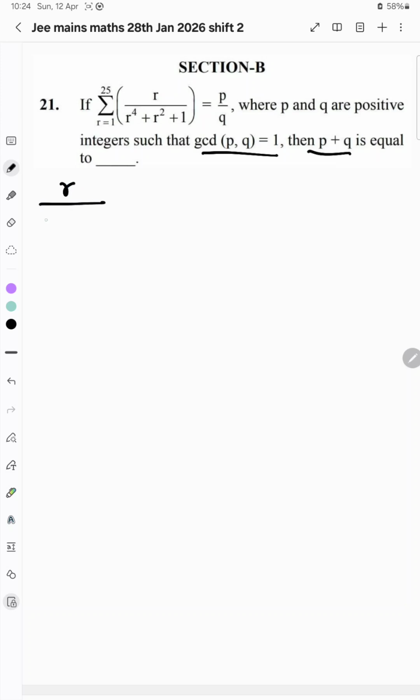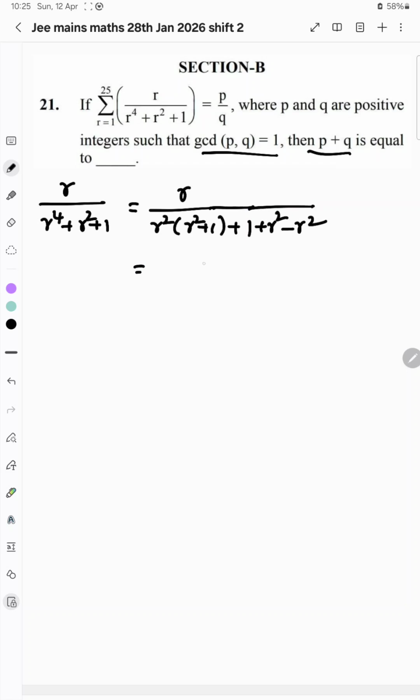Let's simplify in a proper way. r by r power 4 plus r square plus 1, right? Now from these two terms, can you take r square as common? Now what is the remaining? r square plus 1 is there. Okay, to take r square plus 1 common, here r square is required, so we can add one r square and subtract one r square like this.